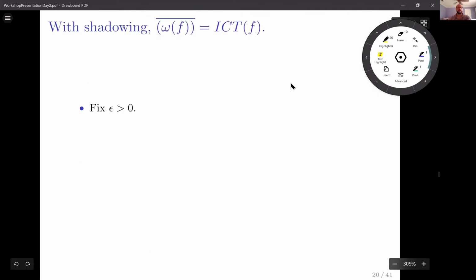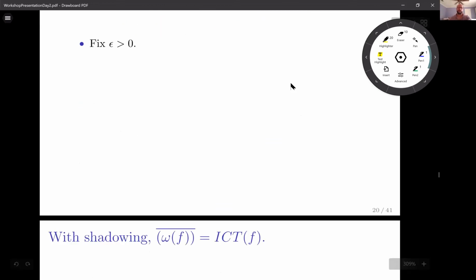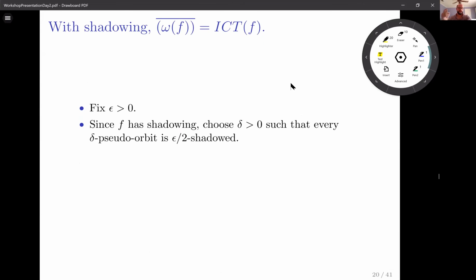Okay. So let's fix an epsilon greater than 0. Now we're going to use shadowing. Since f has shadowing, we're going to choose a delta greater than 0 such that every delta pseudo-orbit is epsilon over 2 shadowed. Since we have shadowing, we can do this for any epsilon. Let's do it for epsilon over 2.